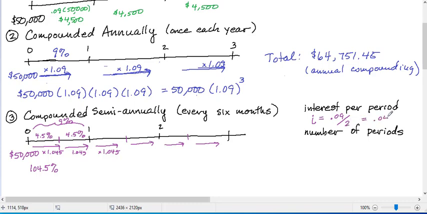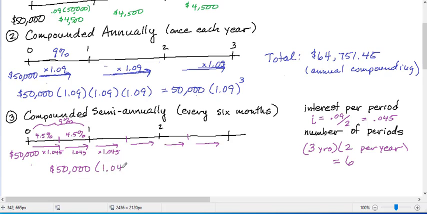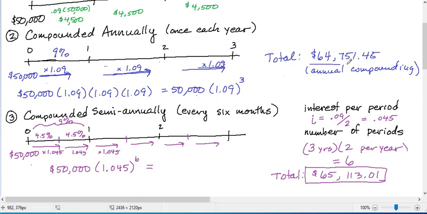That gives me the 0.045. And then the total number of periods will be 3 years times 2 times per year, which would be 6. So I'll take my original principal, and each arrow that advances the money is 1.045 for an interest factor. And I will have 6 of those, 6 periods throughout the course of that 3-year investment. That gives me a total $65,113.01. So you can see that compounding just gets better and better the more often I do it.